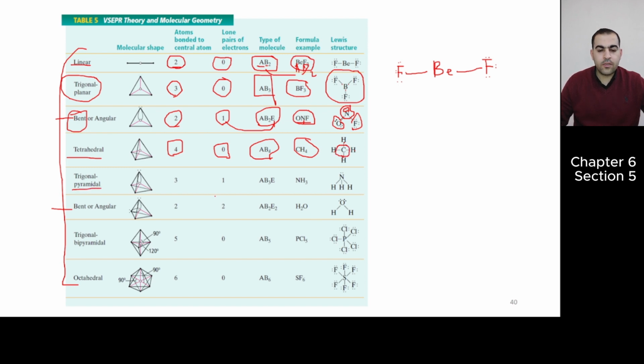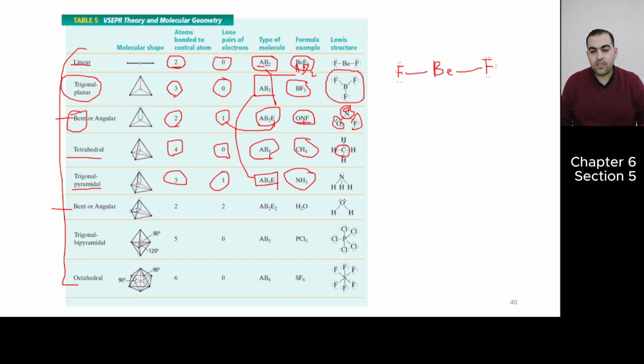Trigonal pyramidal: 3 atoms are bonded to the central atom, and the central atom has a lone pair, which means AB3E. We have AB3, guys. Look, but here there is a lone pair. This is how we make the difference.